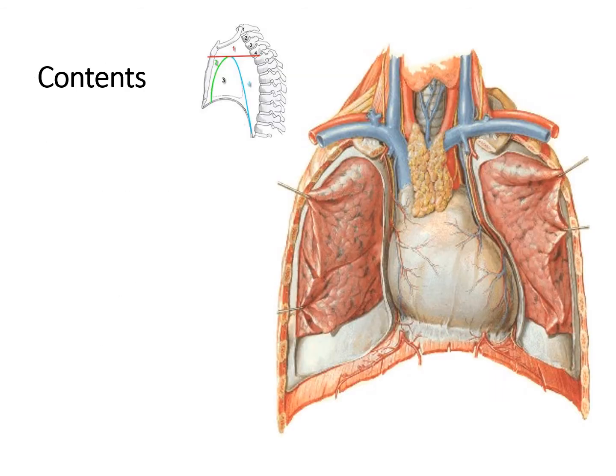So next, what do we need to take note? We need to take note of the contents of the superior mediastinum. Again, look at the figure. What are the contents in the number 1? Figure number 1, the figure which is above. What are the organs in that number 1? So let's identify. The first content is the thymus gland.